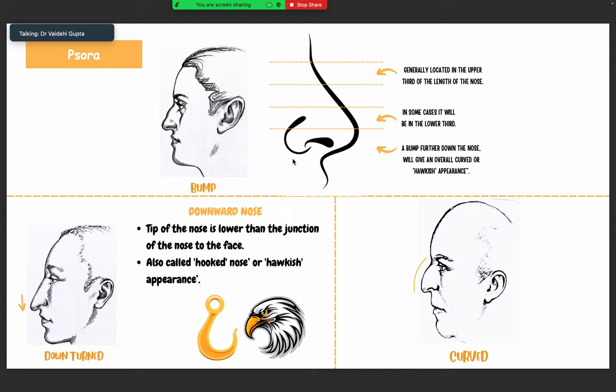Third one is curved. The nose will be slightly curved in appearance. It won't be straight. It will be curved. So in Psora, the nose may have a bump, it may be downturned, or it may be curved.